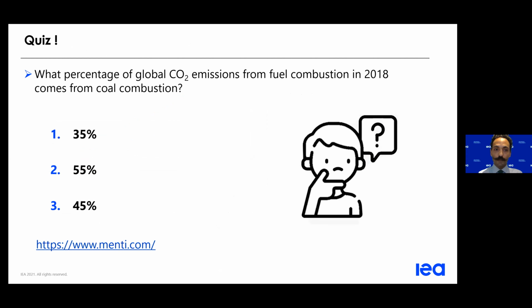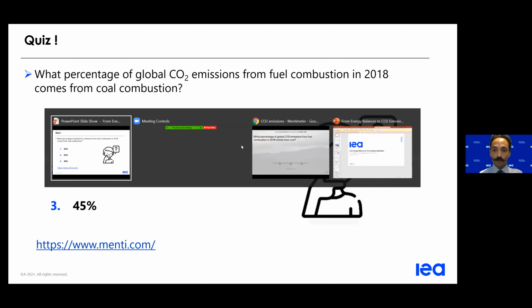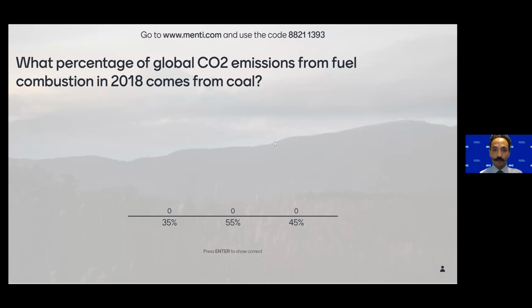Now we can have a first quiz, so you guys can also participate and cast your vote in. It's a Menti question. What percentage of the global CO2 emissions from fuel combustion in 2018 comes from coal generation? So we can have a quick detour to Menti. The code is on top, and you guys can participate and cast your votes in.